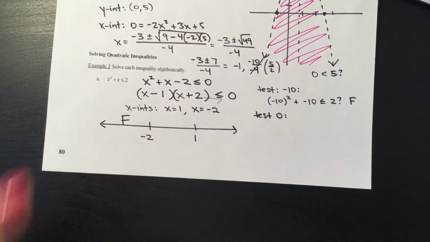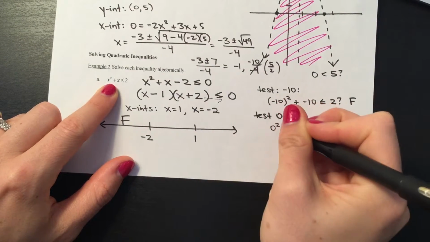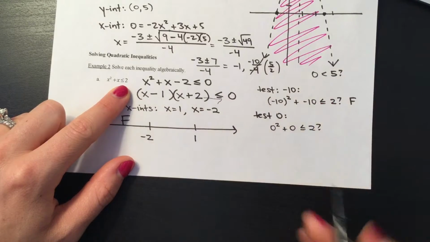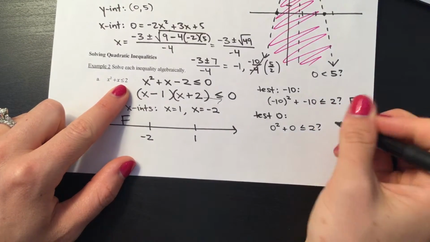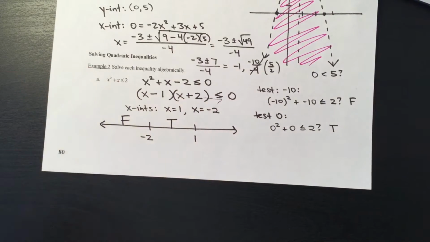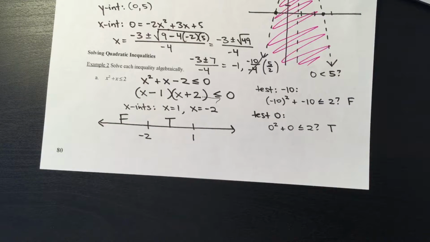Whenever 0 is available to you, I would use it. So plug it in. 0 squared plus 0, is that less than or equal to 2? 0 is less than 2, yes, that is true. So if I plug in something in the middle, that's true. Now negative 10 and 0 just happen to be random numbers that I selected. I could have used negative 1, I could have used positive 0.8, anything in there would have worked. I just chose one random value to test.